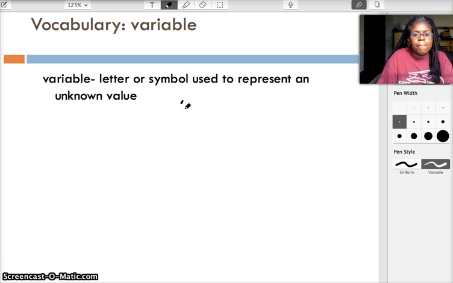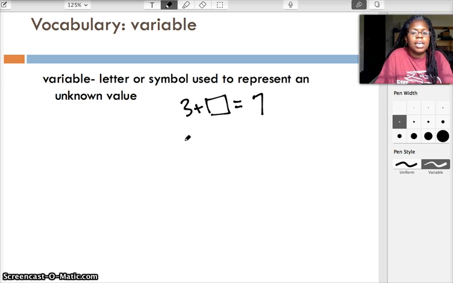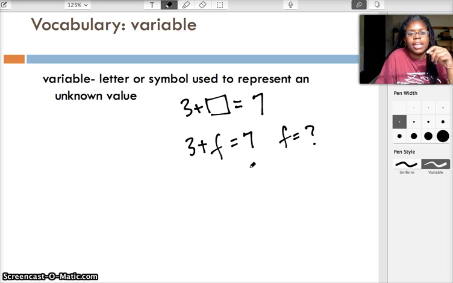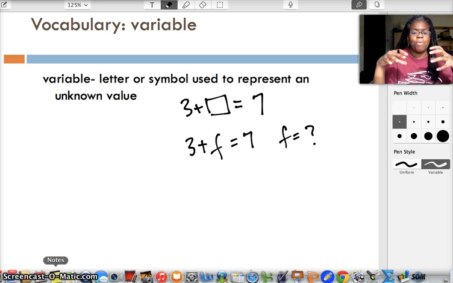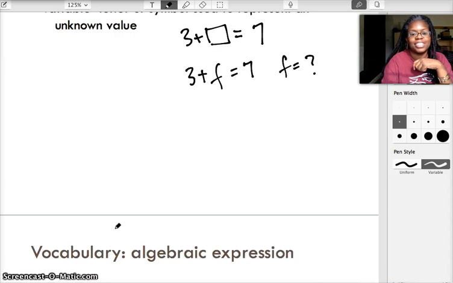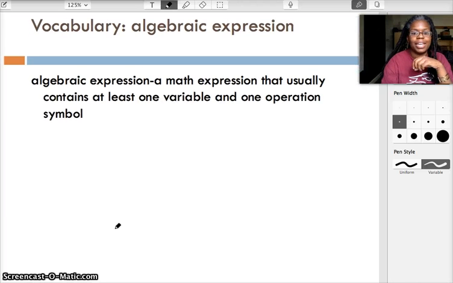So maybe last year you might see 3 plus a box is equal to 7. What goes in that box? Now, instead of using a box or a blank space to represent a number, we're going to use 3 plus f is equal to 7, and I'm going to ask you f is equal to what? And so as our problems get more complicated using letters and things like that, we're going to have to learn different techniques in solving for a variable in algebraic equations. Which brings us to algebraic expression.